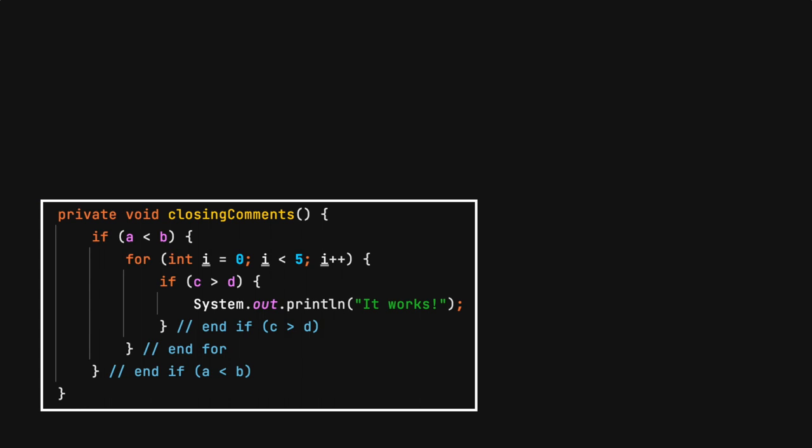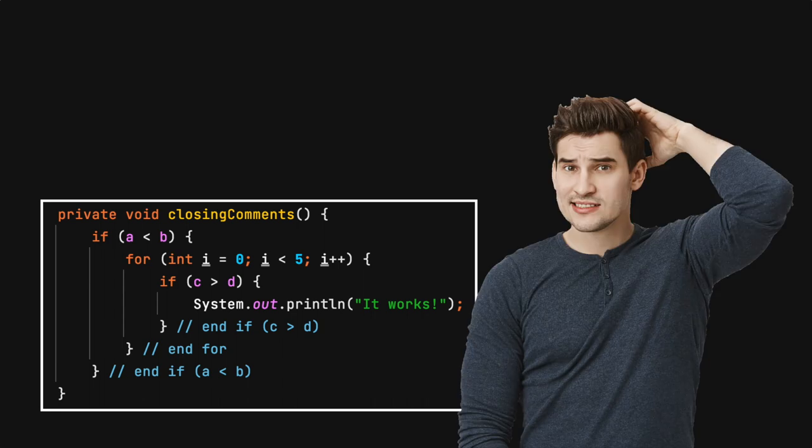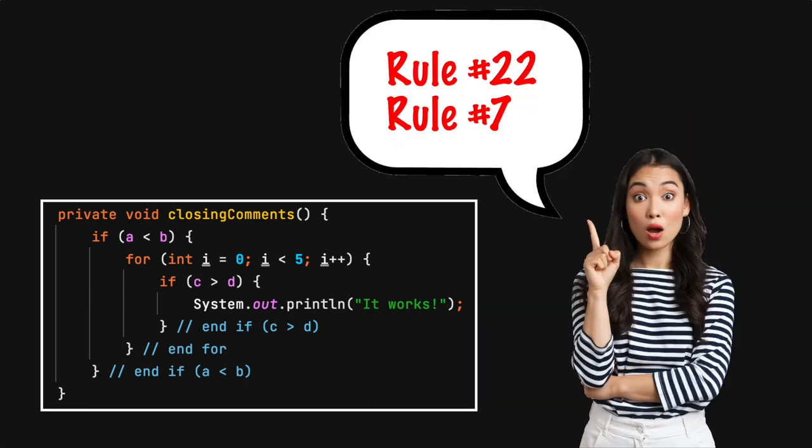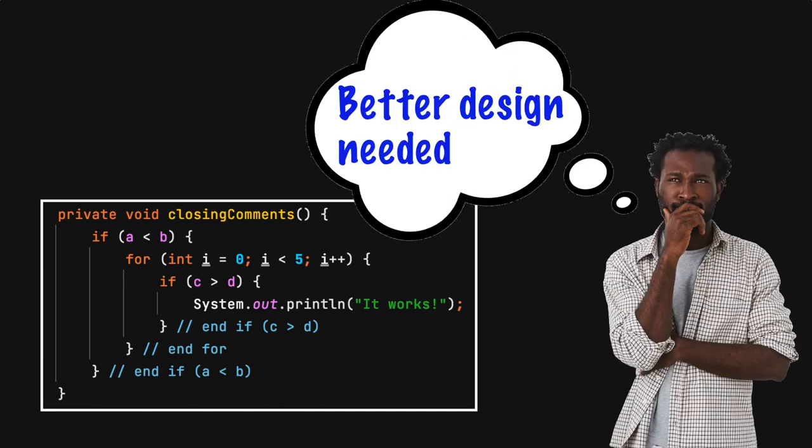What about these inline comments that show the end of the code block? They help with readability, but are they necessary? You probably notice this method has too many lines of code and is doing more than one thing. These inline comments typically indicate a better code design is needed.